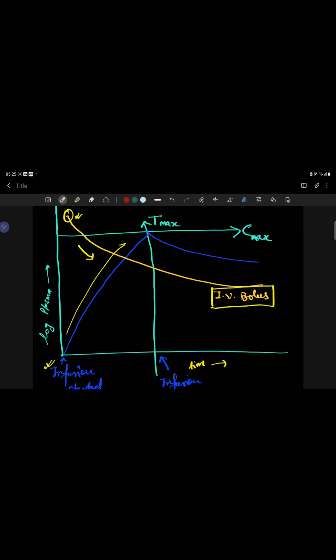So what happens? It takes this type of graph, right, and it will reach the maximum concentration, that is the Cmax, at the time that is the Tmax, and after reaching the maximum concentration, it gradually decreases. So this is the graph for IV infusion. This is the difference between IV infusion and IV bolus. If drawn graphically, this is how it looks.